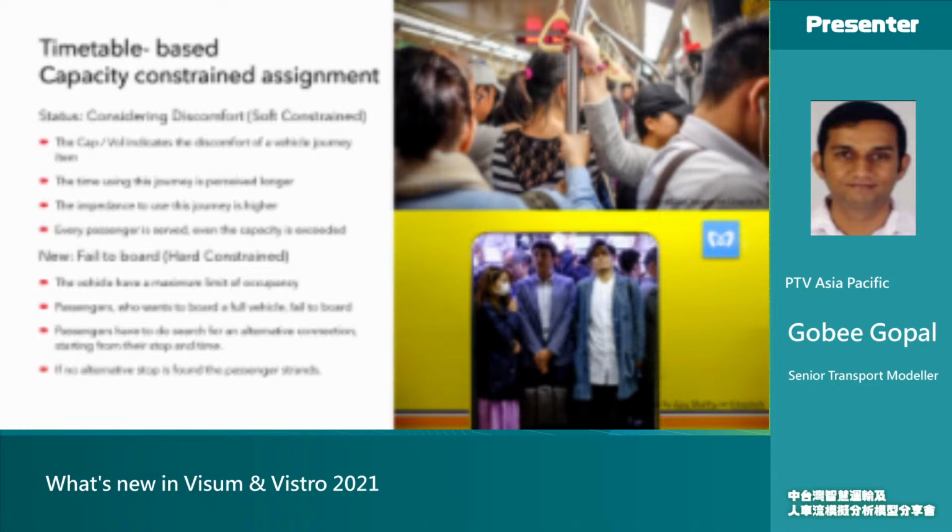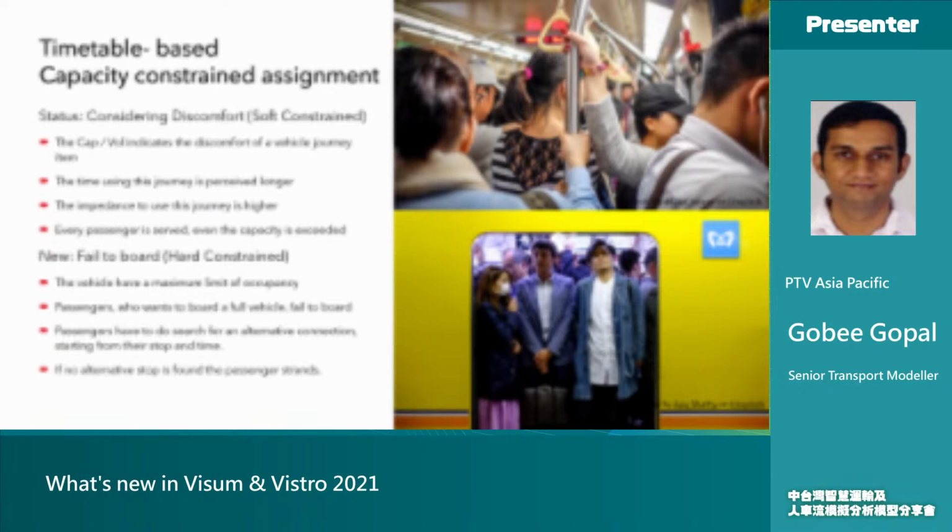VISUM can reject passengers. Let's say the train capacity is 1,000, but at the station there are 1,100 passengers, so only 1,000 can board. The other 100 won't be able to board. So you can build a very realistic public transport model.